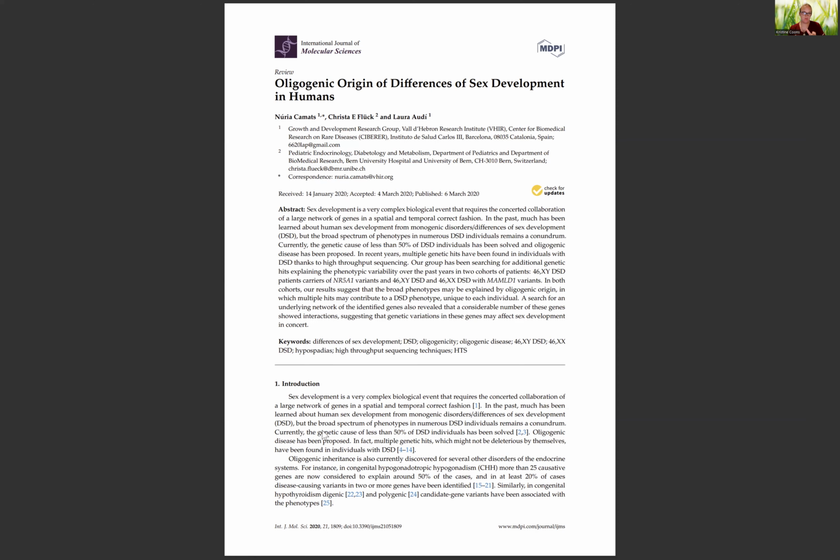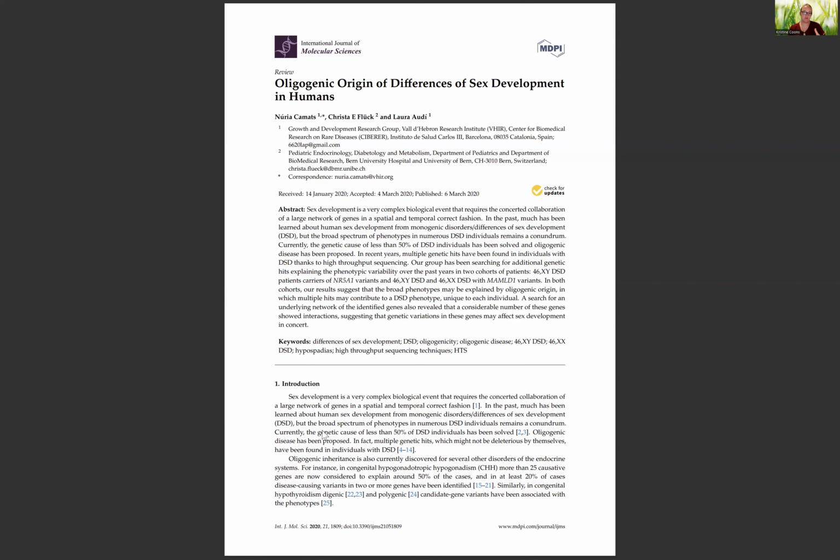When I was in residency and I picked up my Harrison's Guide to Internal Medicine, there's a list of about 56 different conditions that are described in differences of sexual development. And each one of them has molecular genetics that are associated with each one of them. And many of them have several.